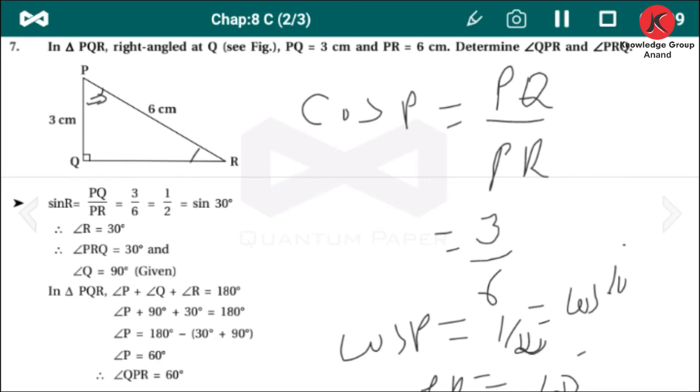In example number 7, two side measures are given, then we use any formula. Here we find P is 60, then with 90 and 60, we find angle R is equal to 30 degrees.